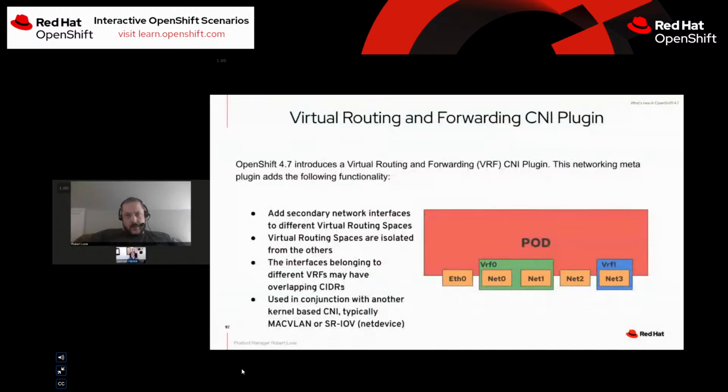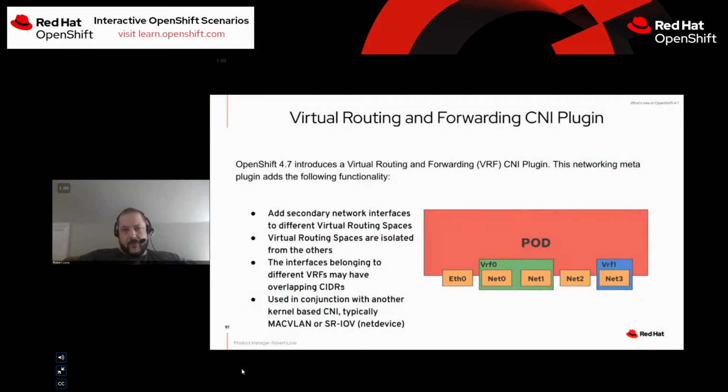Thanks, Duncan. The first feature that we've added in 4.7 is a virtual routing and forwarding CNI plugin. This is a meta plugin that you typically use with another CNI like MacVLAN or SR-IOV. It allows you to create a virtual routing and forwarding space, and these spaces are applied to secondary network interfaces and are isolated, and this allows you to have overlapping CIDR blocks for each of these spaces on your secondary interface. Next slide, please.